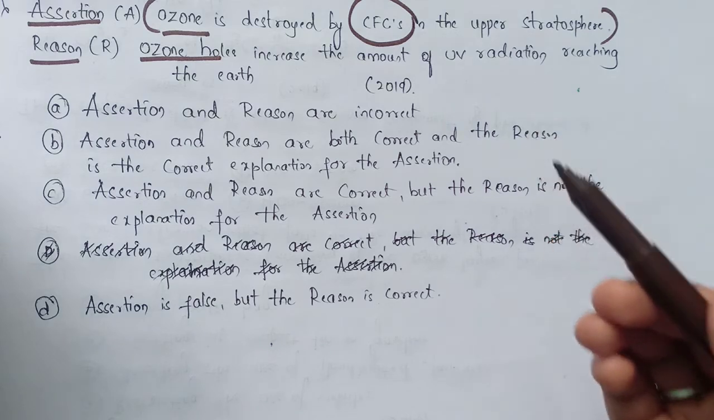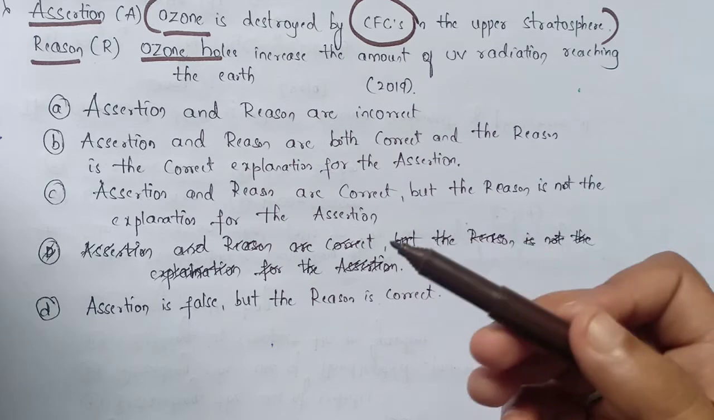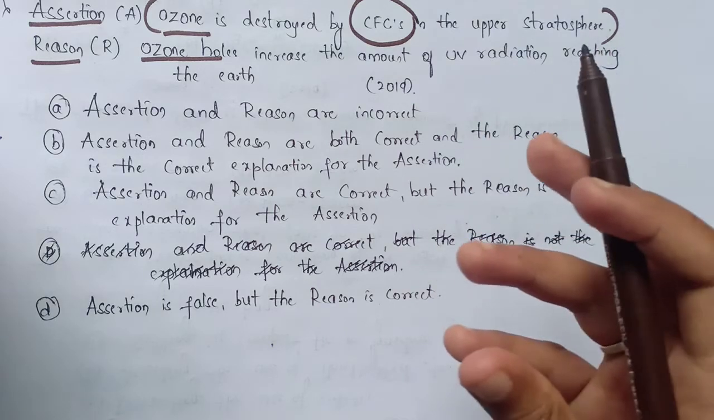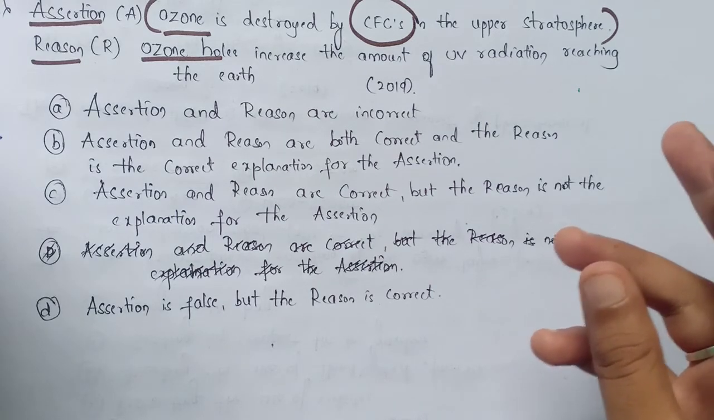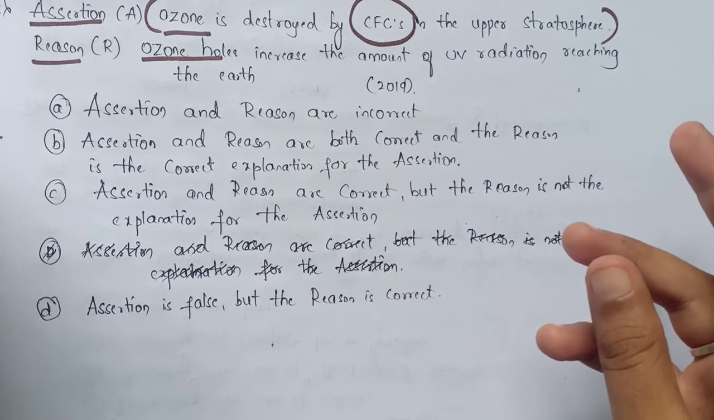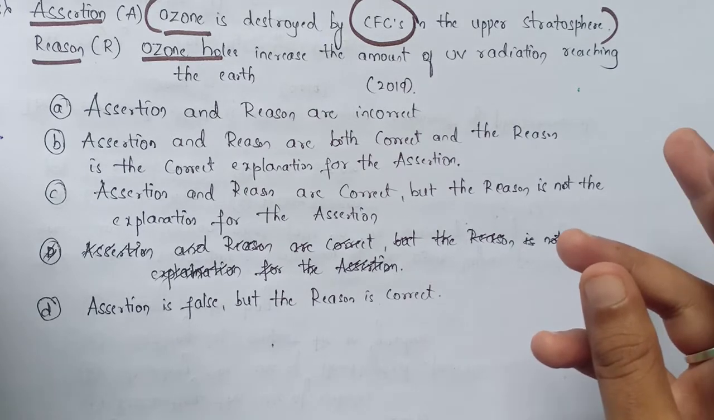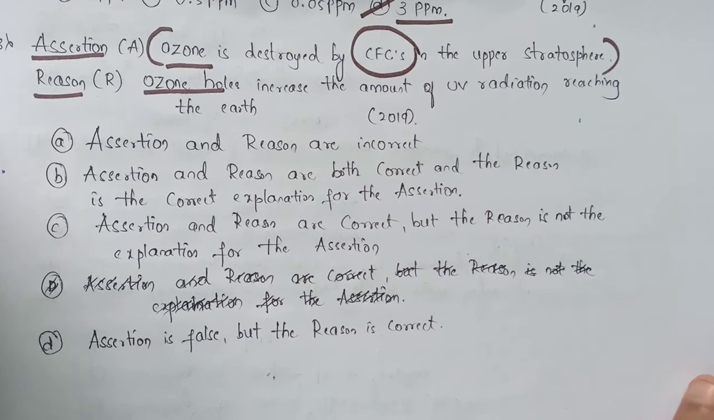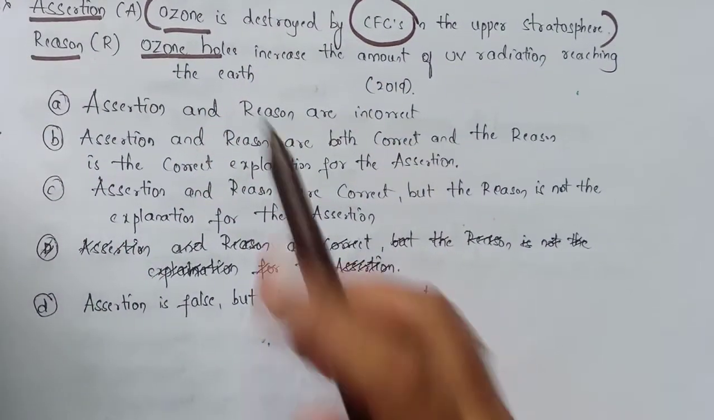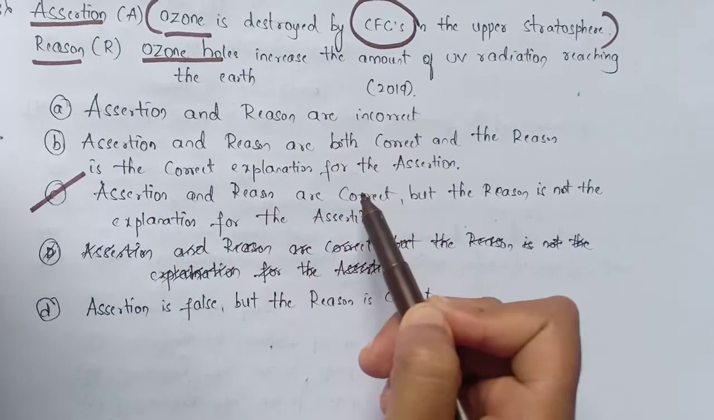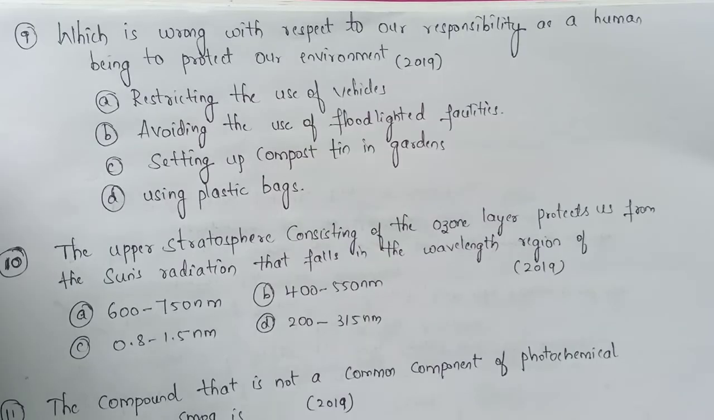Why? Because ozone gas is present in the upper stratosphere. We already know that. So when these CFCs react with the ozone, they break the molecules of ozone gas, which results in ozone layer depletion. Then the ozone layer will have holes, so it increases the amount of UV radiation reaching the earth. So both the assertion and reason are correct but the reason is not the correct explanation of the assertion. So the correct option is option C, that is, assertion and reason are correct but the reason is not the explanation for the assertion. Now coming to the ninth question.